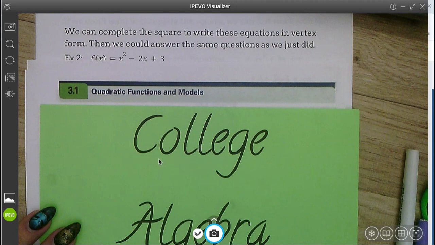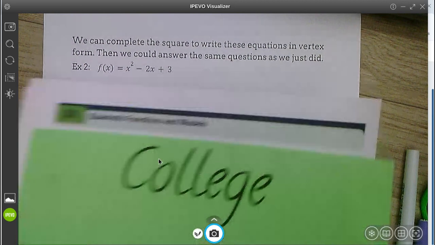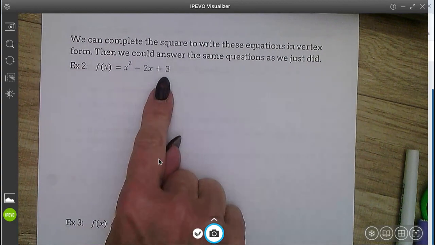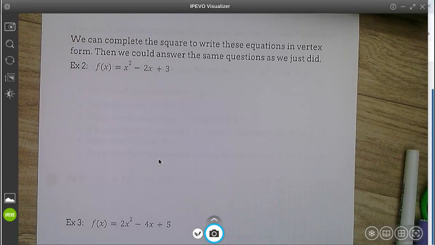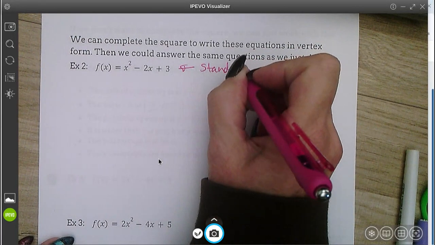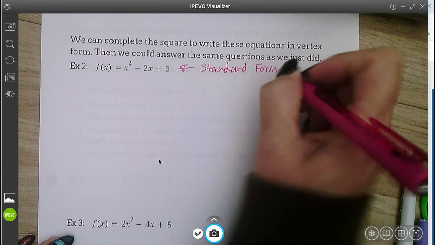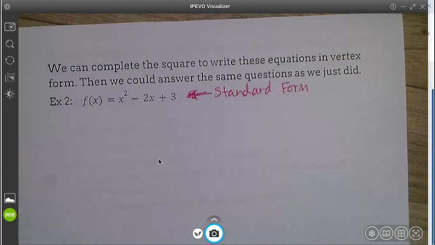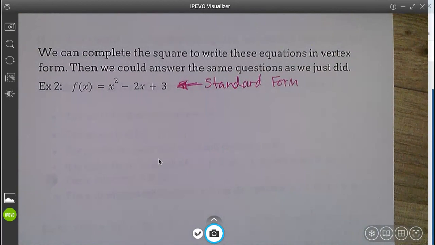Okay, more of 3.1. If our equation is not in vertex form, it looks like this instead. This is actually called standard form, which we'll learn more about coming up. If it's in standard form, we can complete the square to get it back in vertex form, and then we could do the same problems that we just did on the previous page. So let's see what that process looks like.